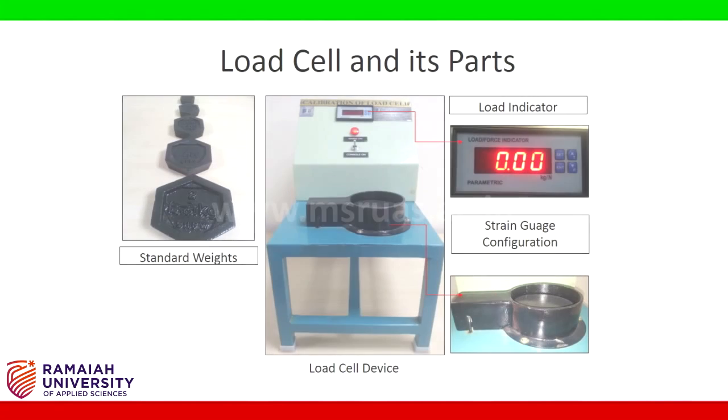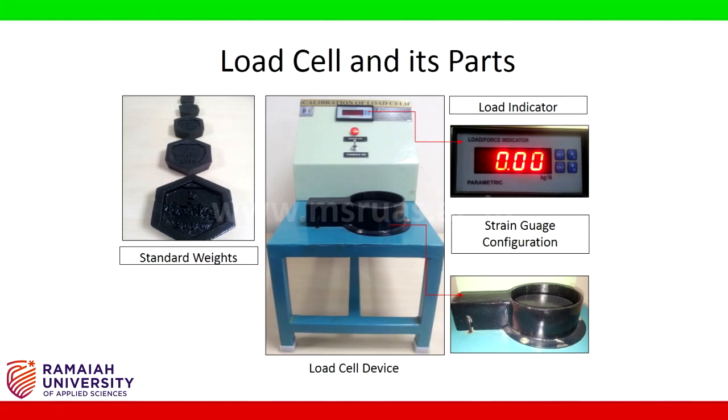Load cell is basically a transducer. It consists of a load indicator, standard weights, aluminium flat beam, and a strain gauge configuration with Wheatstone bridge electrical circuit. Load indicator indicates the applied load on a strain gauge configuration by amplification. There are 4 strain gauges located at the top and bottom of the beam, 2 at the top surface of the object and the other 2 at the bottom.